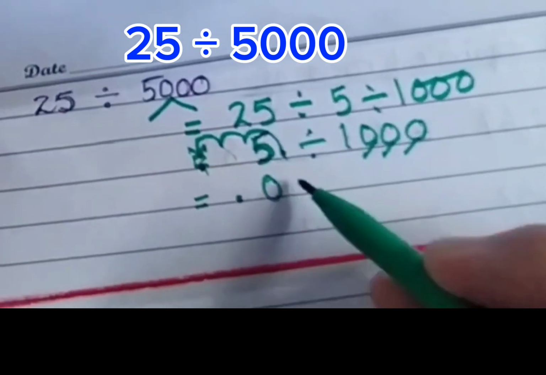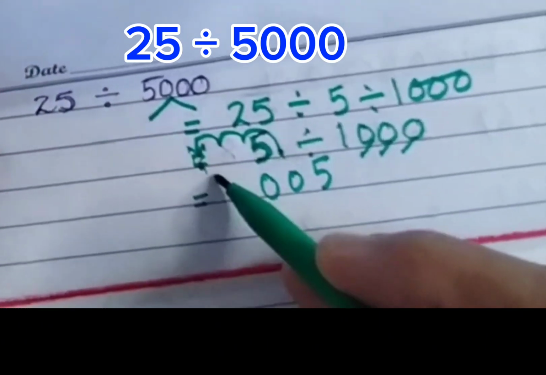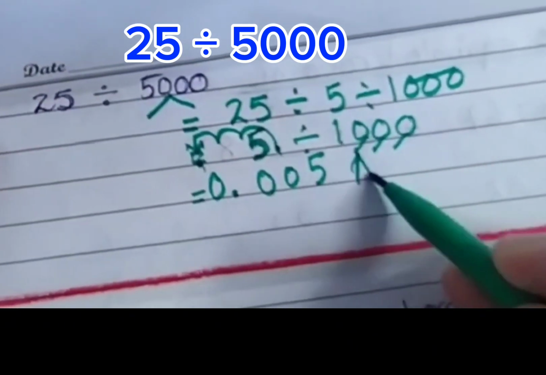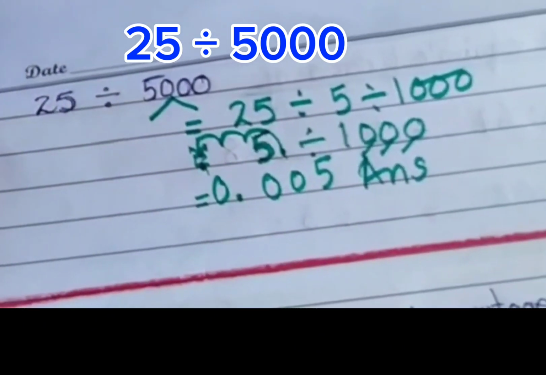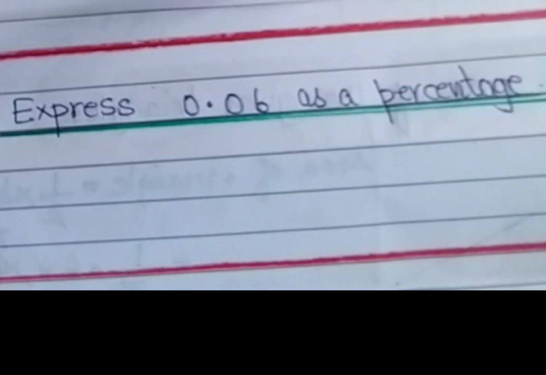So 0.005. You're going to write down 0.005 as your answer. Let's see this question.